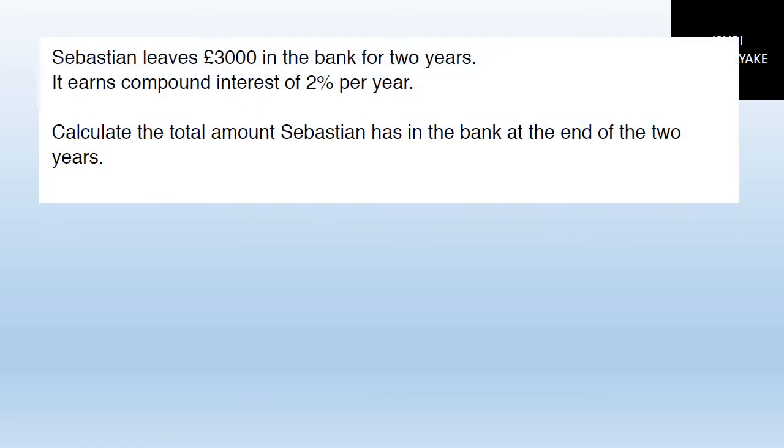Sebastian leaves 3,000 in the bank for 2 years. It earns compound interest of 2% per year. Calculate the total amount Sebastian has in the bank at the end of the years. So in this case, the 3,000 is the principal amount that was in the bank, and it had been there for 2 years under the interest rate of 2% per year. They are asking you to calculate the total amount under compound interest.